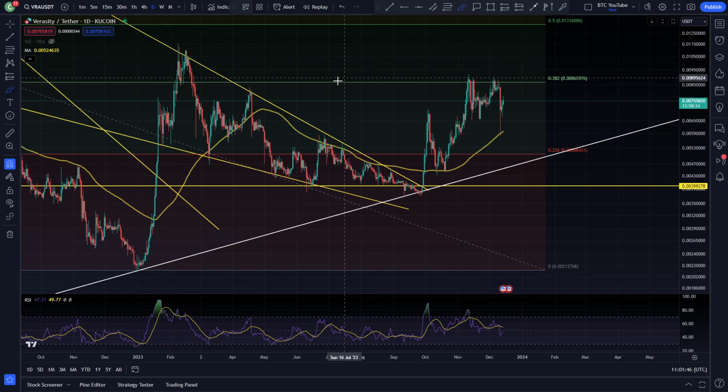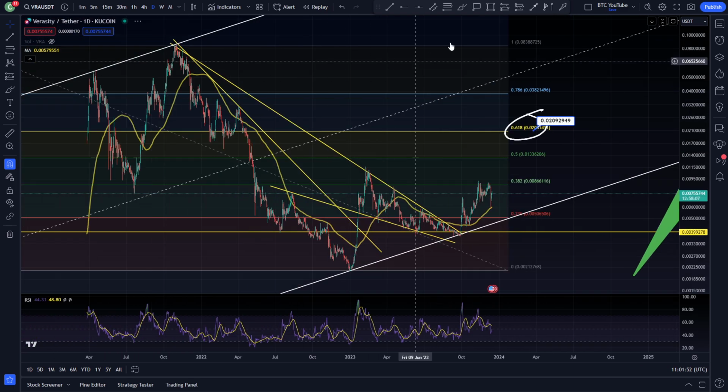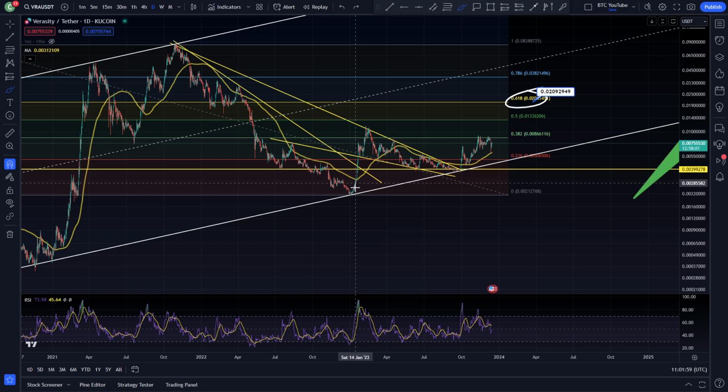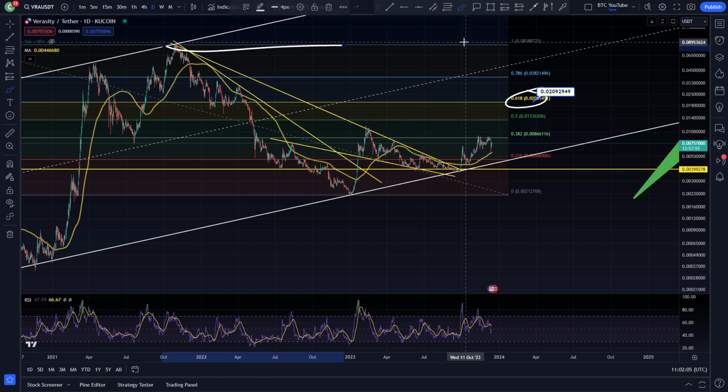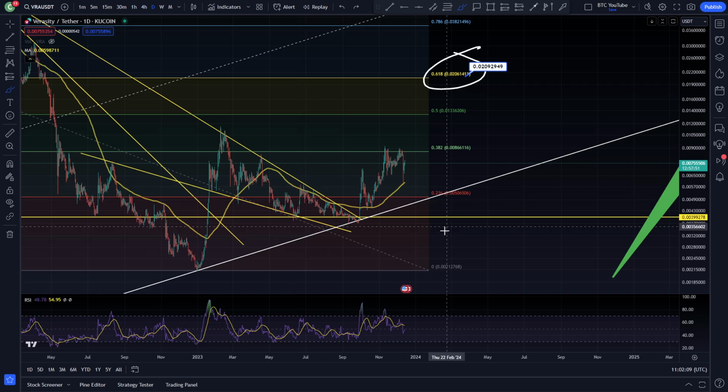So taking a look at the charts here, you can see that Verasity is just working its way up through the Fibonacci levels here. As always, I've got my Fibonacci level pulled from the height of the bull market down to the current low of this bear market. You can see we got up to around 8.5 cents there. A very, very nice all-time high, probably around 11 or 12x from the current price.